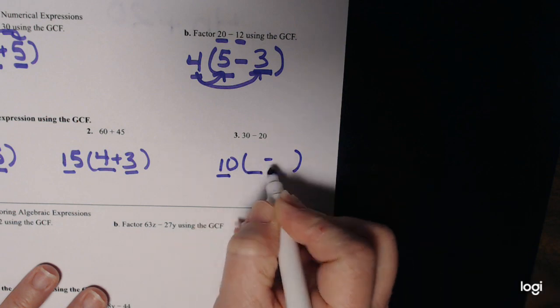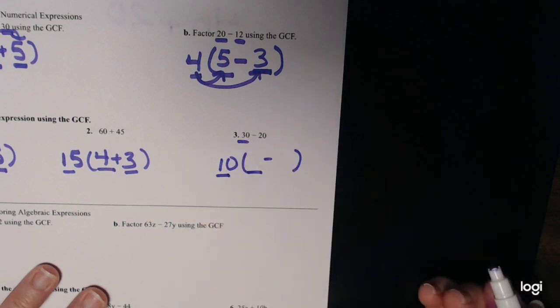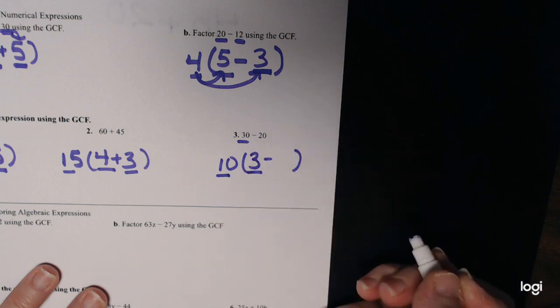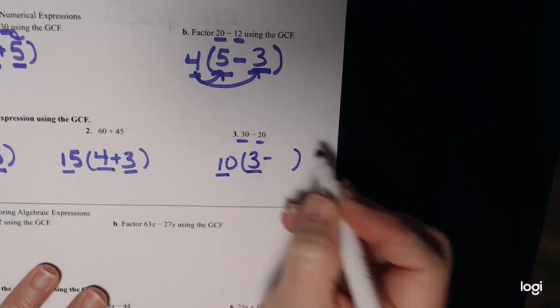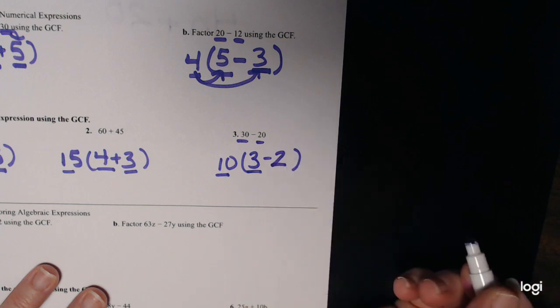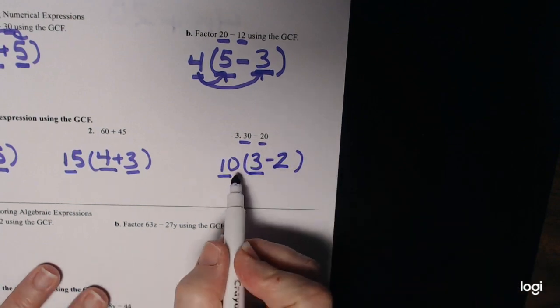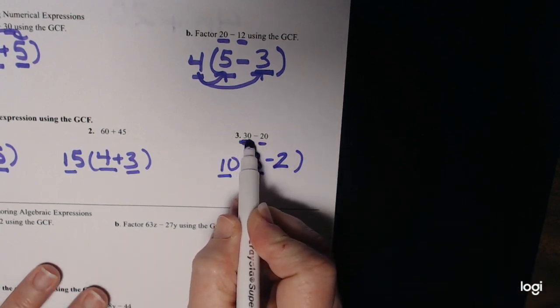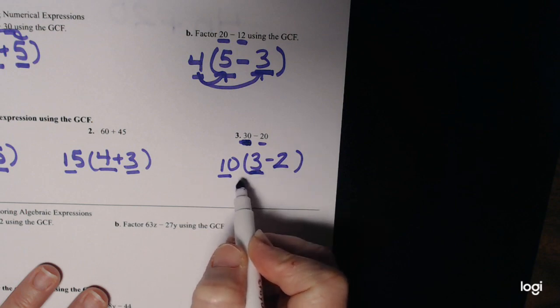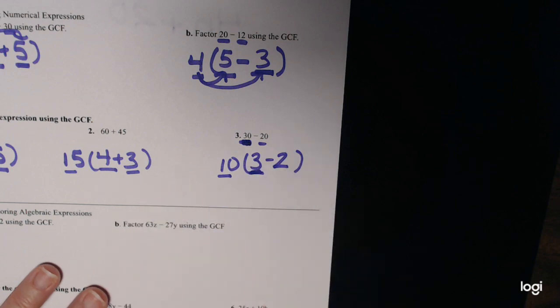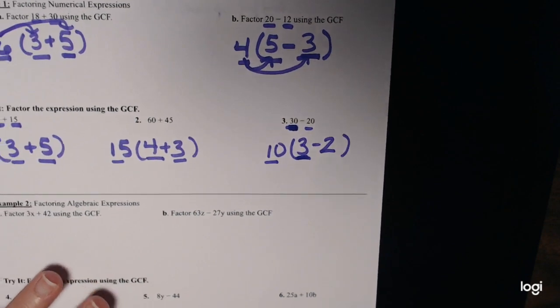10 times what is 30? 10 times 3. And 10 times what is 20? 10 times 2. Now make sure, if you notice, I always made sure the first number went with the first number here in my parentheses. You cannot flip these two around because then your expression would be incorrect.